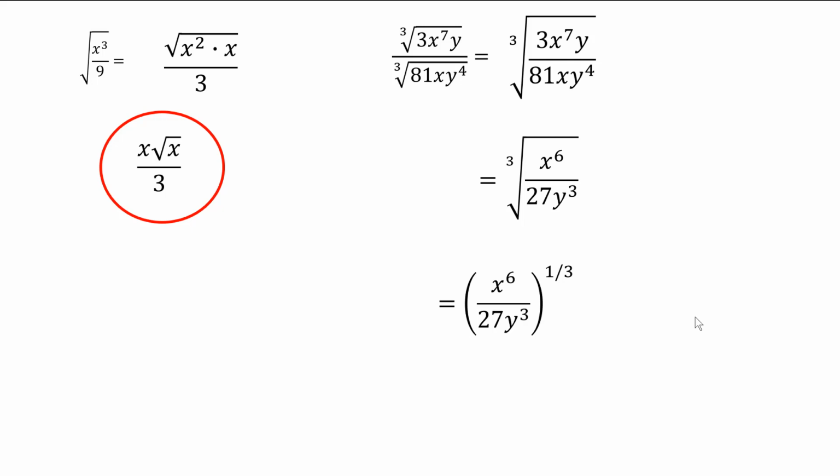When you take a cube root, it's the same as raising whatever that is to the 1/3 power. So that's another way you could think about it, and you could distribute that 1/3 to all the powers you have now. So x to the 6th raised to the 1/3 is x to the 6th times 1/3, which is x squared. And 27 to the 1/3 is 3. Don't divide 27 by 3. Raise 27 to the 1/3 power. And then y cubed to the 1/3 is y to the 3 times 1/3, which is y to the first.